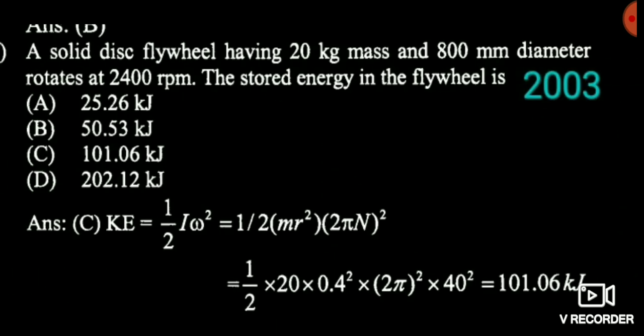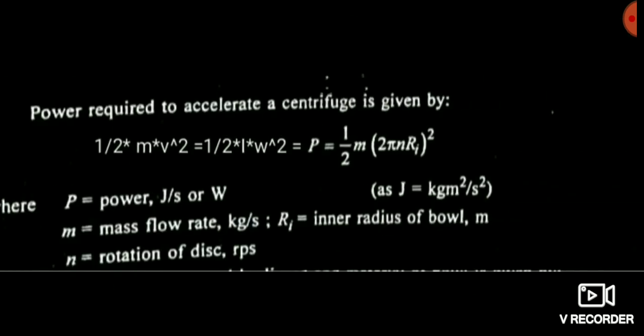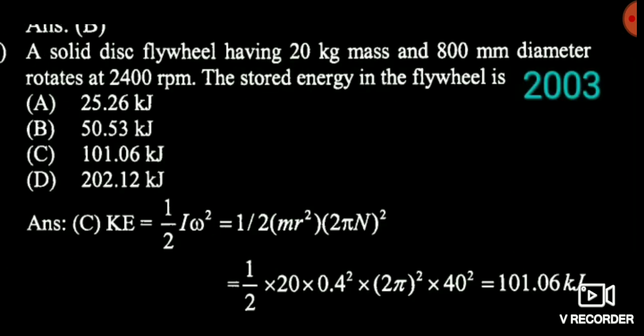Now friends, another concept that we must see. Here another question. It is saying that a solid disc flywheel has 20 kg mass and 800 mm diameter and rotates at 2400 rpm. It is asking about the stored energy. Friends, I have told you, you see this formula. Second case, 1 by 2 into I omega square. This is applied here. Friends, 1 by 2 into I omega square.